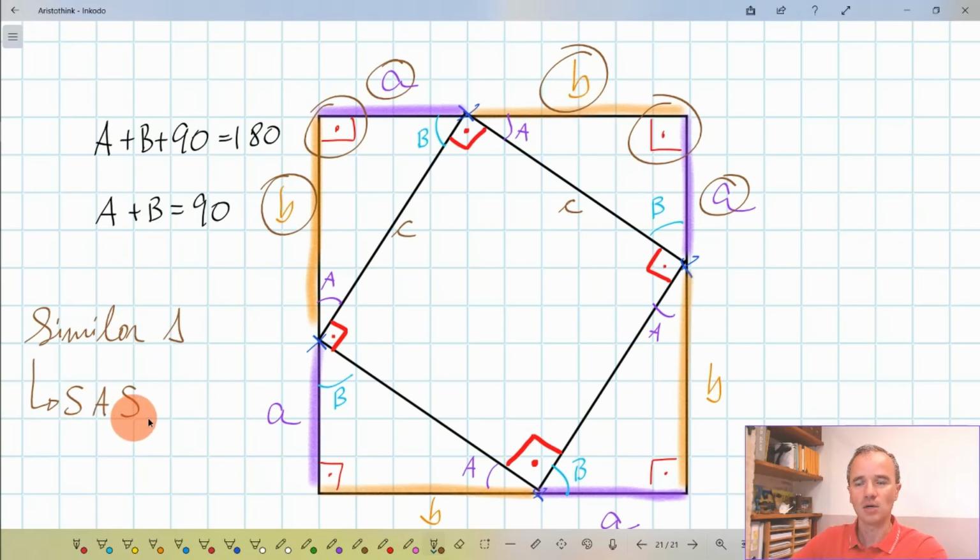Using side, angle, side, I can not only tell you they are similar, but I can tell you that they have the same length. The information that they have the same length comes because of the sides. Now, if this is C, this is also C. And you can do the same to everybody else. This is C, and this is C. Perfect, perfect. Now, I can safely say this is going to be a square.